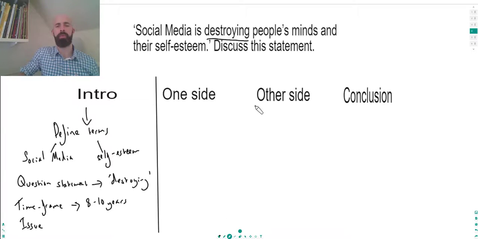Now I'm going to look at one side of the debate, and let's begin with the side of the debate which actually agrees with this statement, that social media is destroying people's minds and it is destroying their self-esteem. So agreeing with statement. We'll just think about the various points we could make.